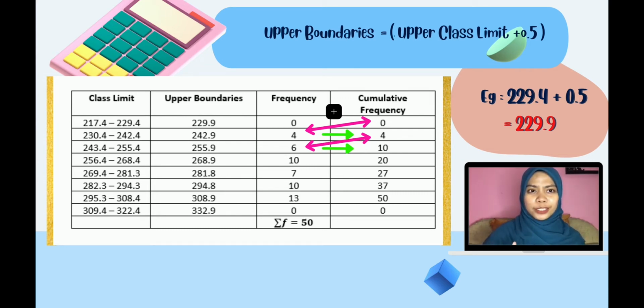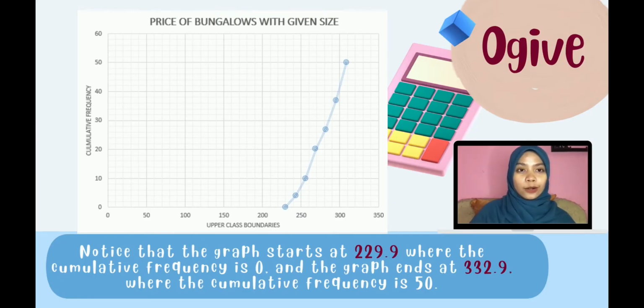But how do we find cumulative frequency? In the slide we show that 0 from the cumulative frequency plus 4 in the frequency equals 4, and 4 plus 6 in the frequency will get 10, and repeat the step until the last class. So this is the ogive graph.